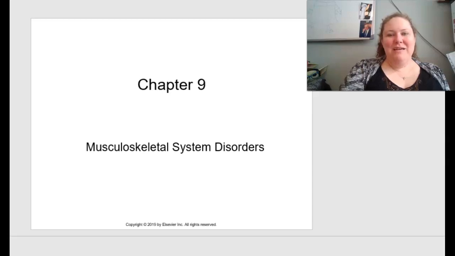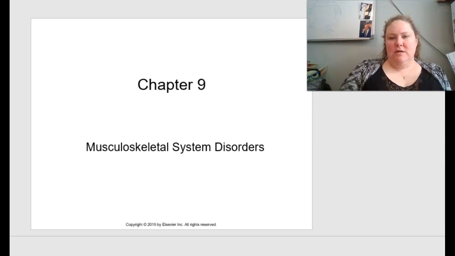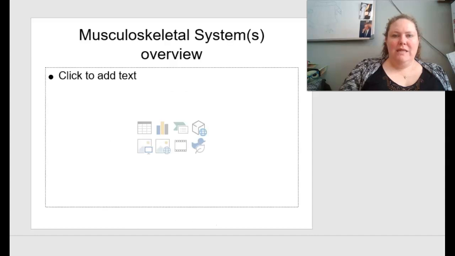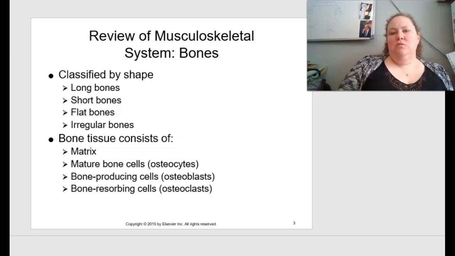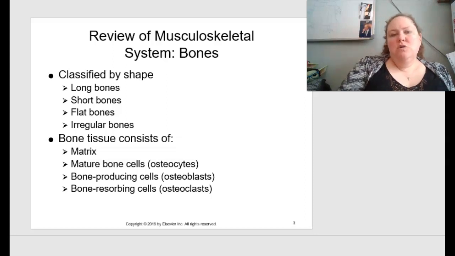Okay, now we are moving on to chapter 9, and here we get to talk about the musculoskeletal system and the disorders that can come along with that system. First, for an overview, let's review what the musculoskeletal system is. Basically, skeletal would be bones, right? The bones are going to be classified by shape. There are long bones, short bones, flat bones, and irregular bones.